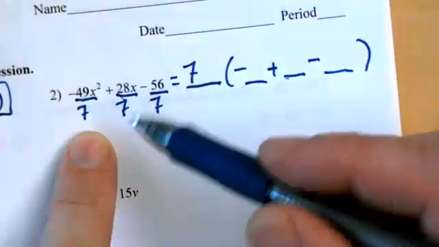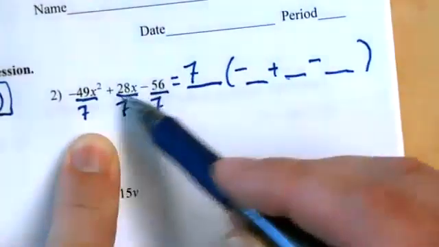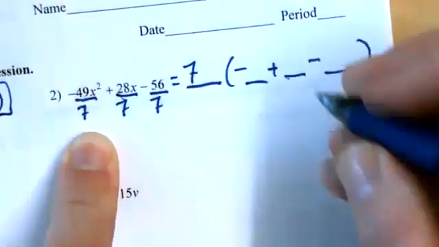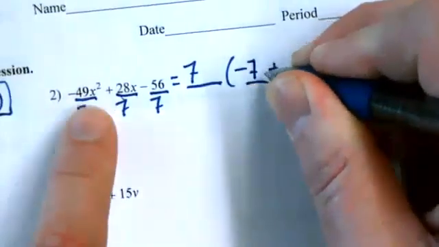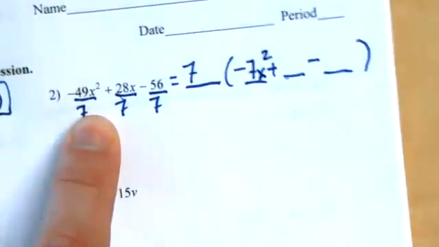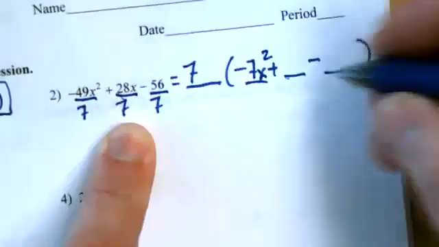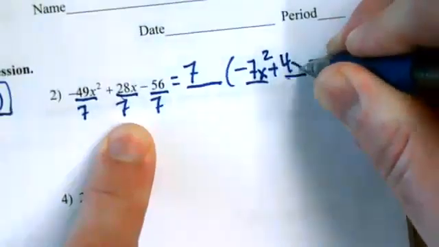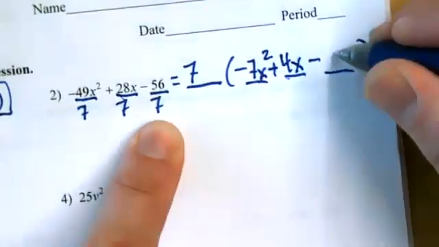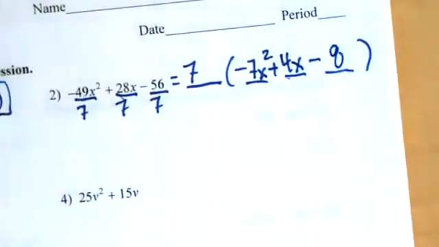So I'll go ahead and do my division. So none of these x's are going to stay here, but let's divide. 49 divided by 7 is 7. And this would be x squared. 28 divided by 7 is 4. That x stays. 56 divided by 7 is 8. And that's it. We're factored.